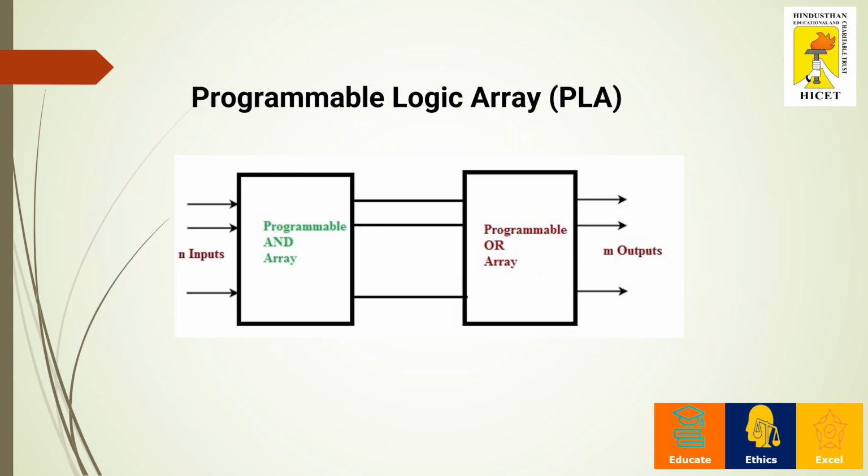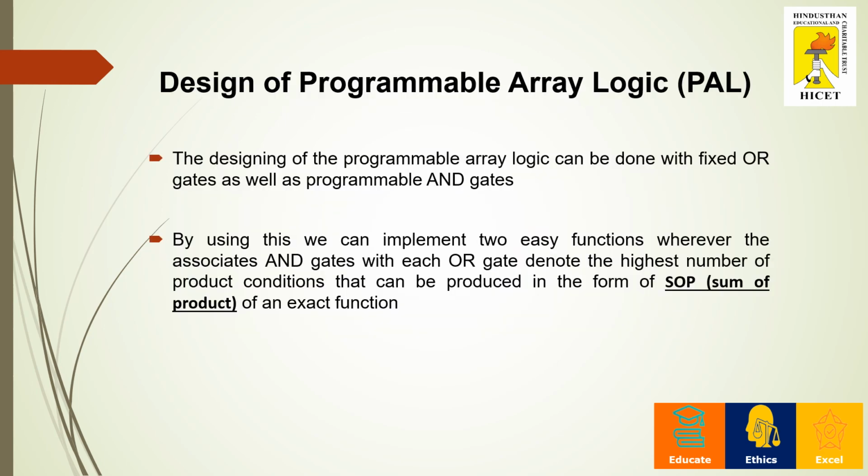Similarly, we have the logic diagram or block diagram for programmable logic array. Here we have n inputs. In this specific category, both the AND gate and OR gate are programmable. Whereas in the case of programmable array logic, only the AND array is programmable and the OR array is always fixed. So, this is the basic difference. With this, we can move forward to the design of programmable array logic.